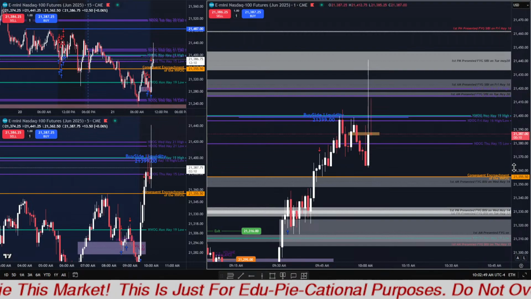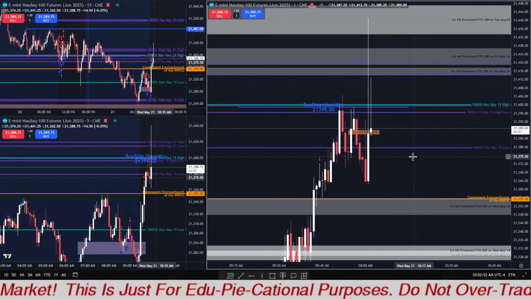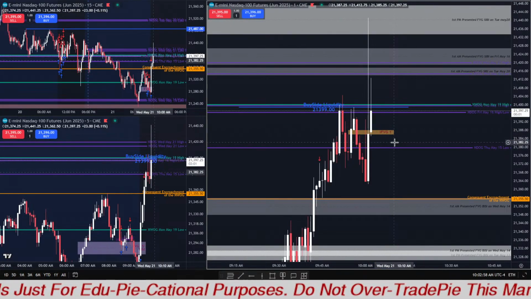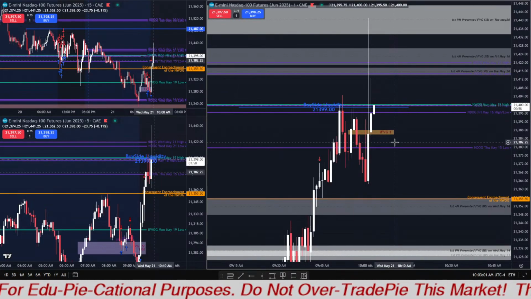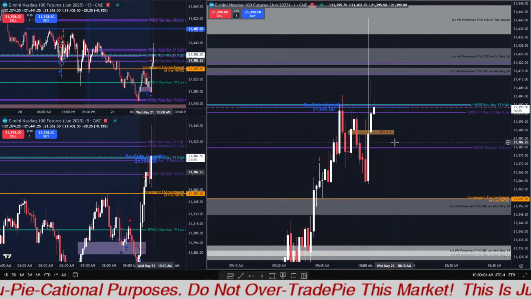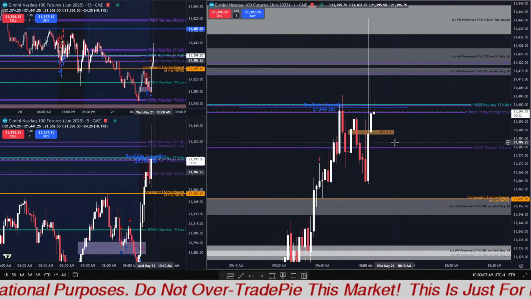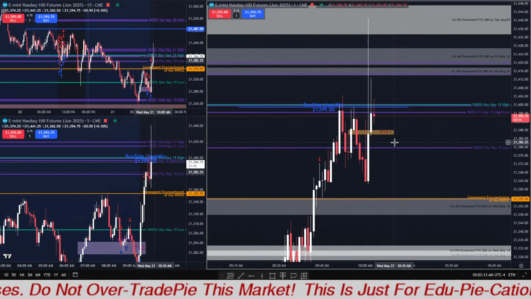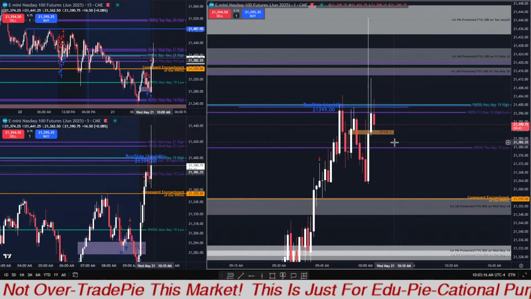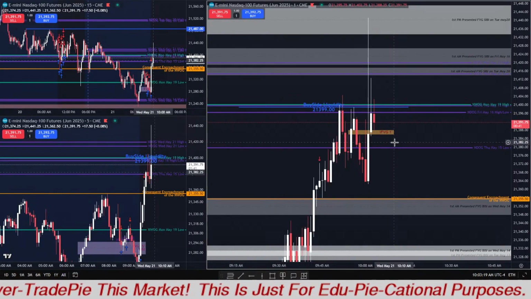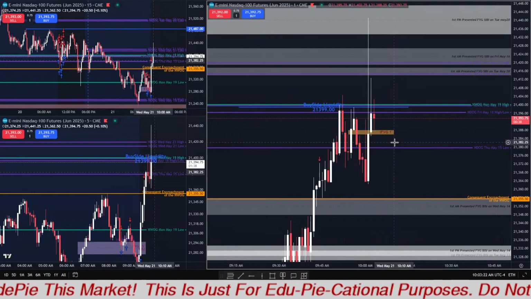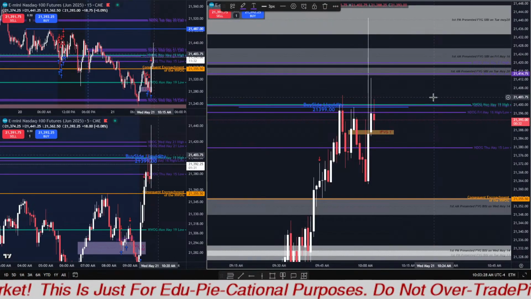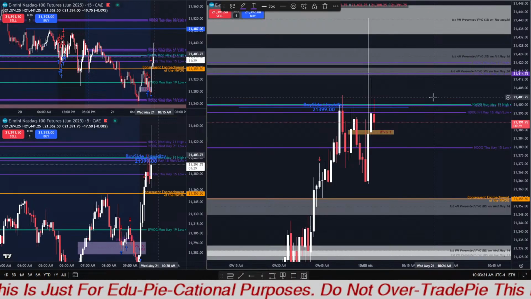Note that the bodies of the candles are still remaining inside this inversion fair value gap that I highlighted. Now that we closed above this inefficiency, we can consider another pullback towards the inefficiency and use it as a reclaimed fair value gap, trying to reach higher prices. The first objective would be the low of the new day opening gap low for today's trading session.